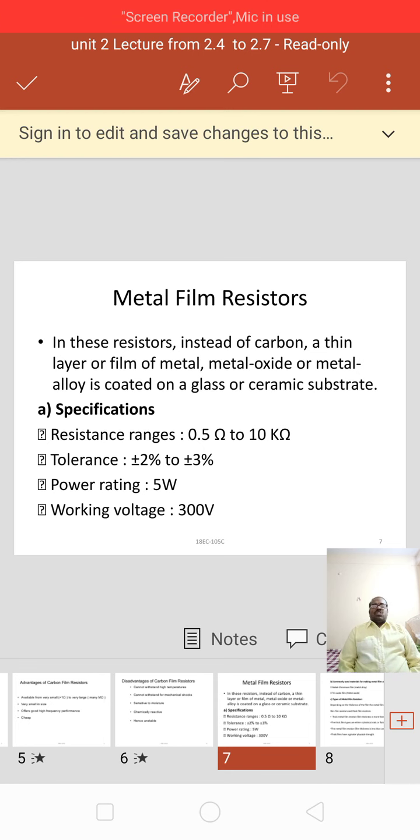Mostly the specifications of metal film resistors are: resistance ranges from 0.5 ohm to 10 kilo ohms, tolerance is plus or minus 2% to plus or minus 3%, power rating is 5 watts, working voltage is 300 volts. Once again, the specifications of metal film resistors are as follows.